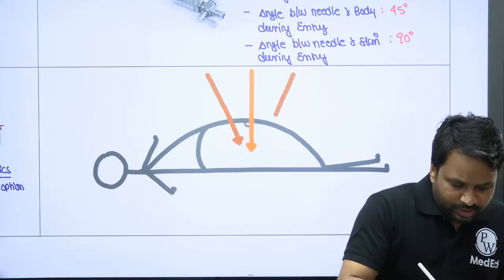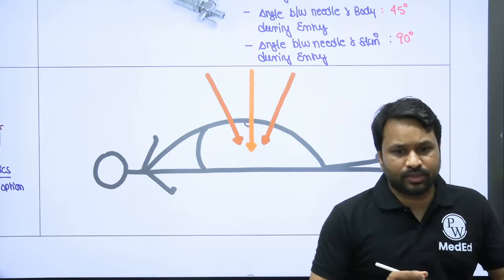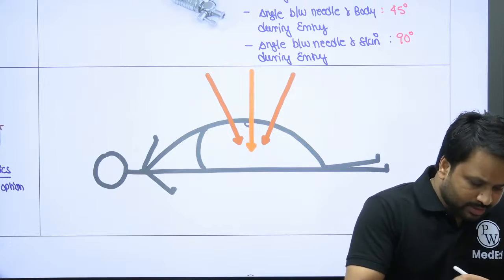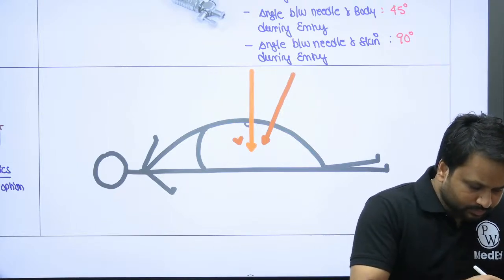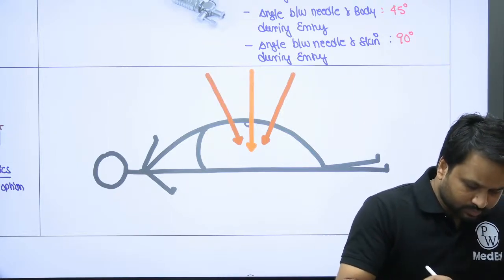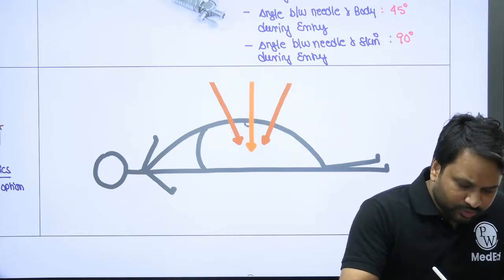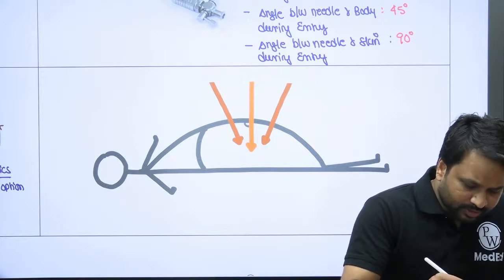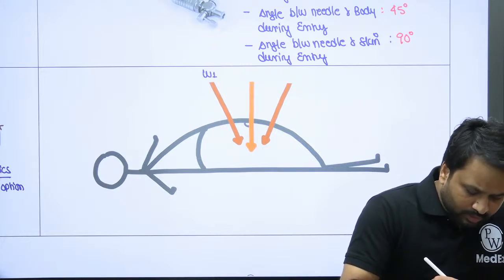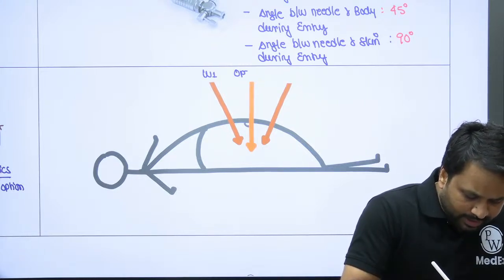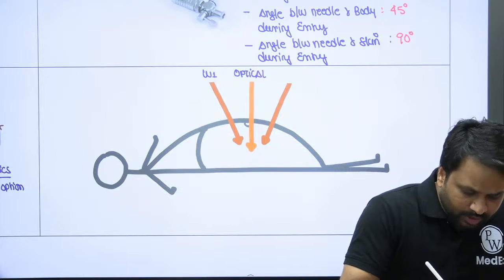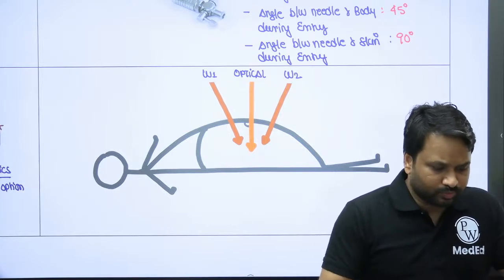There are the three instruments that are going to go inside this. Now, when you look at these, I've given you three components here. This is the working port 1. This is your camera, which is called an optical port, and this is the working port number 2, right?